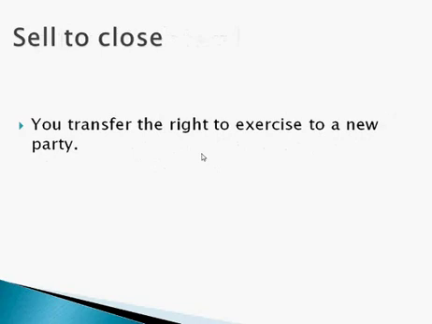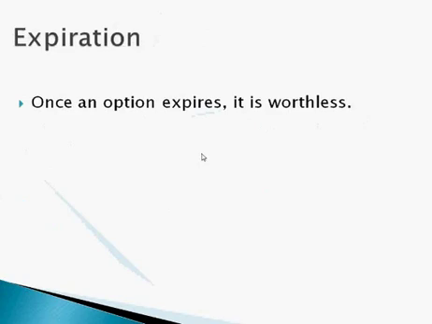This is sell to close. Sell to close is when you transfer the right to exercise to a new party. When you're swiping up and closing out your options for a loss or for a gain, you're transferring that obligation, or that right to exercise, to another person. So you're just closing it for profit or for loss. That's what it means when you sell to close.